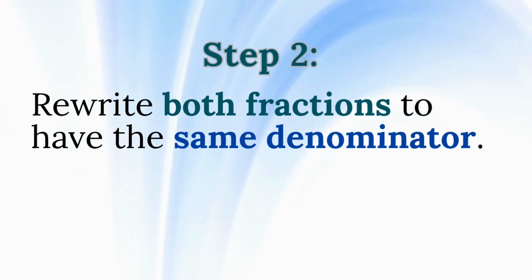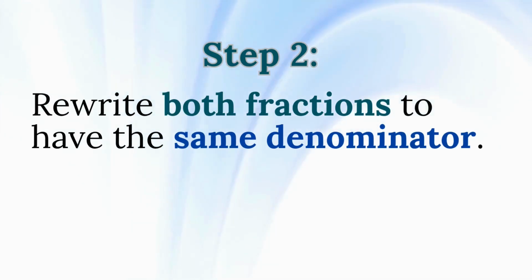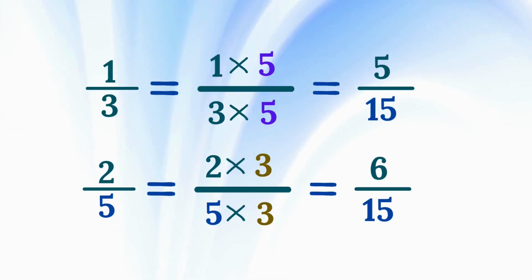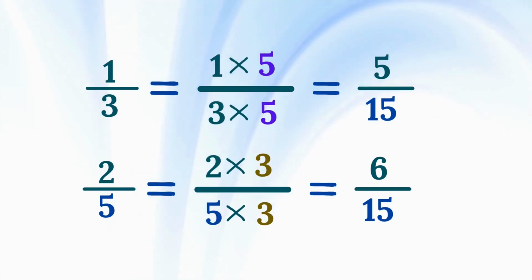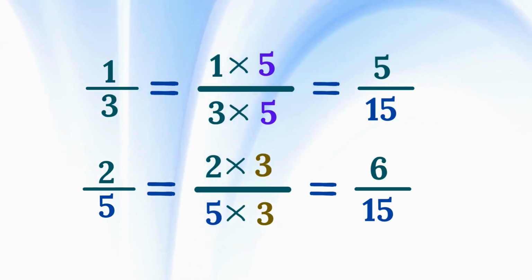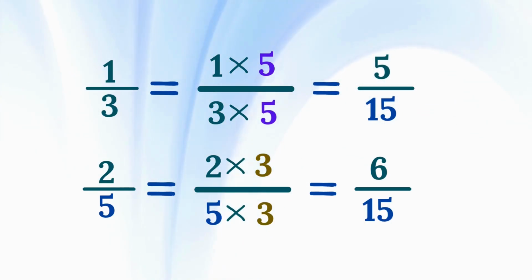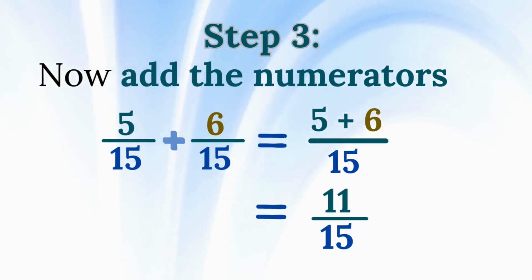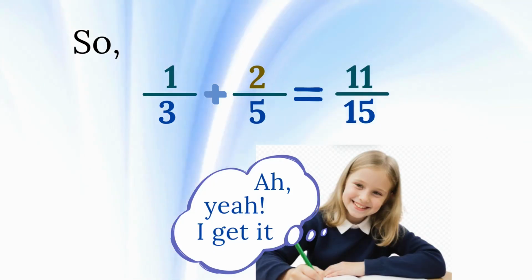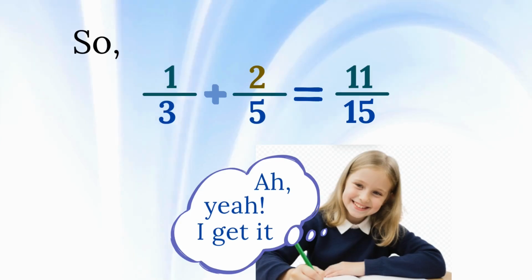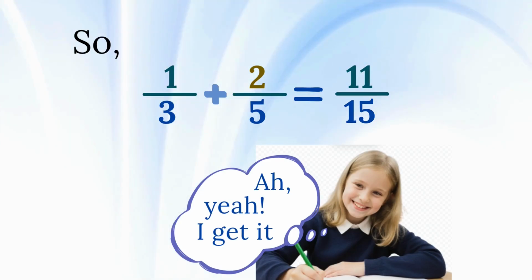Step 2. Rewrite both fractions to have the same denominator. 1 over 3 becomes 5 over 15, because 1 times 5 over 3 times 5 equals 5 over 15. 2 over 5 becomes 6 over 15 because 2 times 3 over 5 times 3 equals 6 over 15. Step 3. Now add the numerators. 5 over 15 plus 6 over 15 equals 11 over 15. So, 1 over 3 plus 2 over 5 equals 11 over 15.